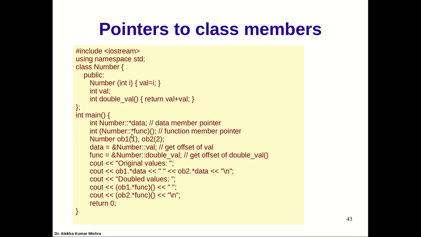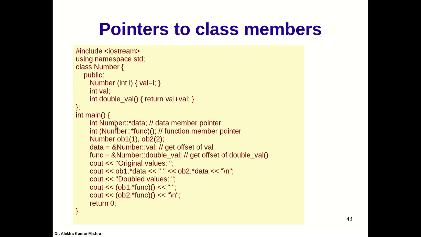Now pointer to a member function, simply add the scope, that is the number. So here it is saying that this is a pointer to a member function, or we say the function member pointer. A member function which is to be referred via pointer is declared in this way. Now using the parameterized constructor, we create two objects, ob1, ob2.